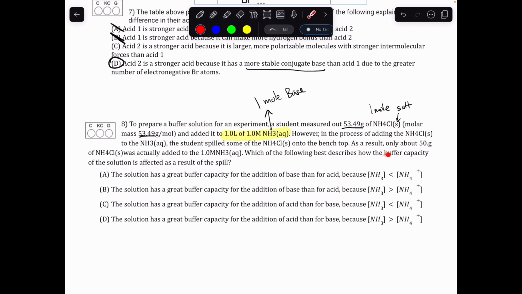Which of the following best describes how the buffer capacity of a solution is affected by the result of the spill? So whenever I'm doing a buffer question, it's always helpful to identify the 2 main components, which are, in a sense, HA and A minus, once again acid and conjugate base, or the base and the conjugate acid, which would be HB plus.